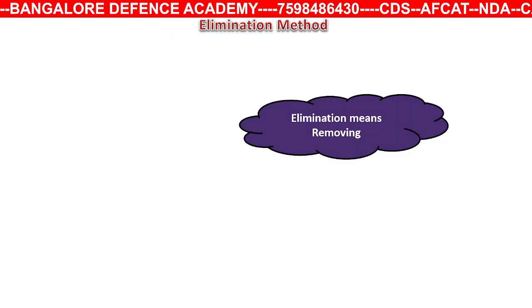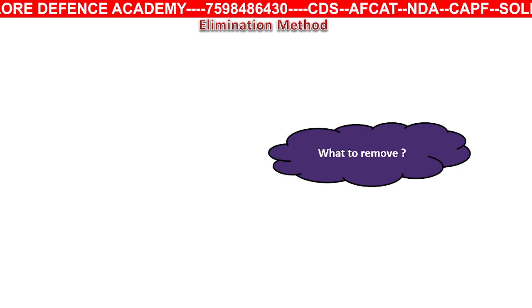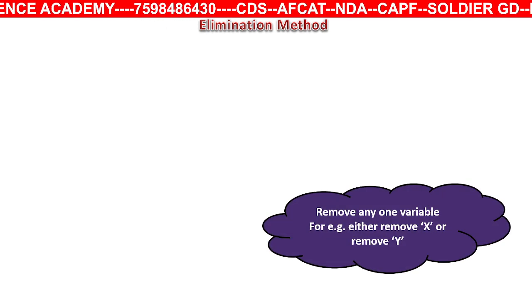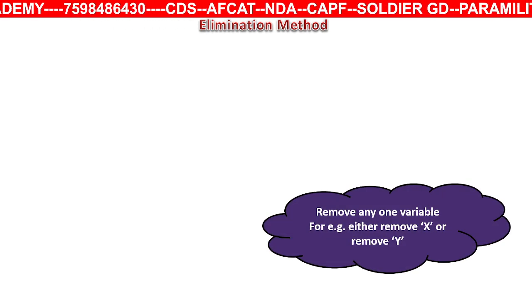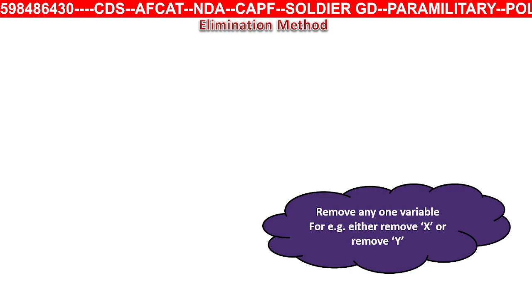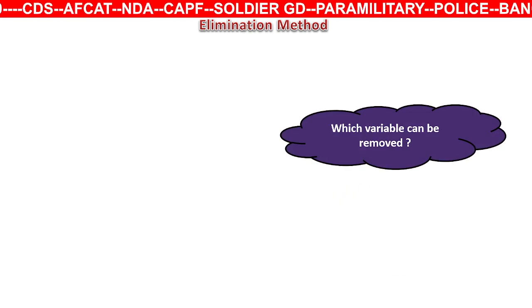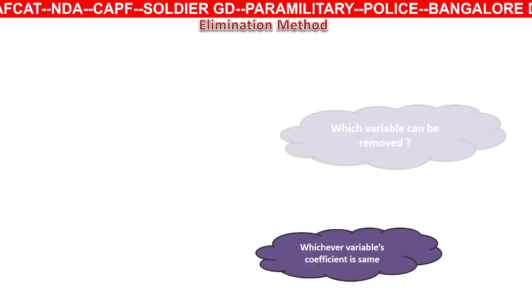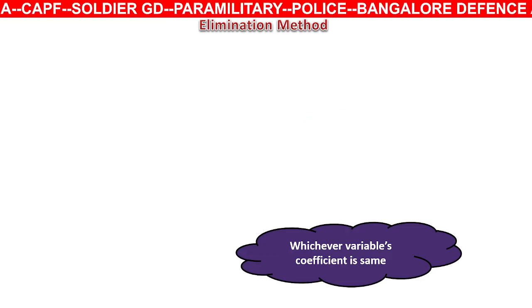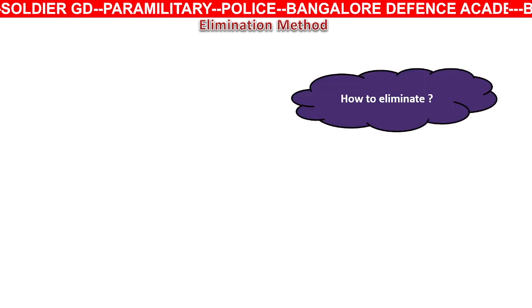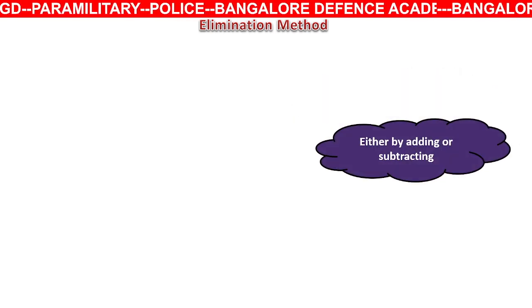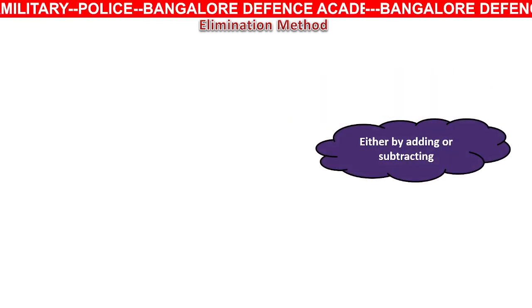Elimination means removing. Okay, now what to remove? That's the question. Remove any one variable. For example, either remove x or you can remove y. Which variable can be removed? Whichever variable coefficient is same, you can remove that. How to eliminate those variables? Either by adding or subtracting.